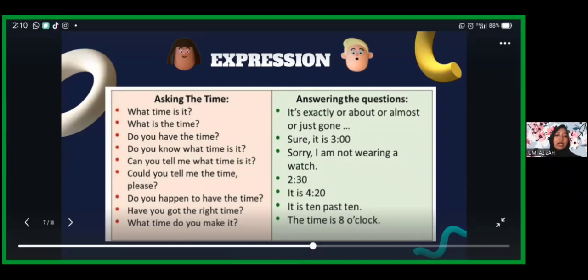It is. Then 10 past 10. Directly continue with the time, yeah. It is 10 past 10, or it is 1 o'clock, like that, yeah. Okay, next slide.